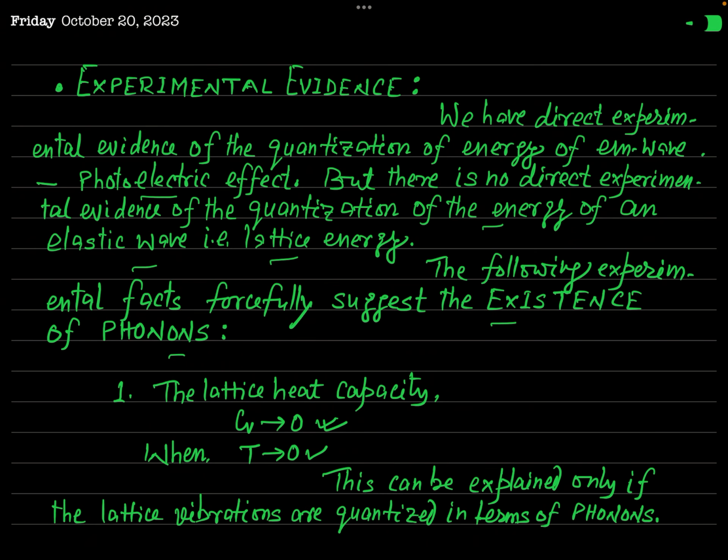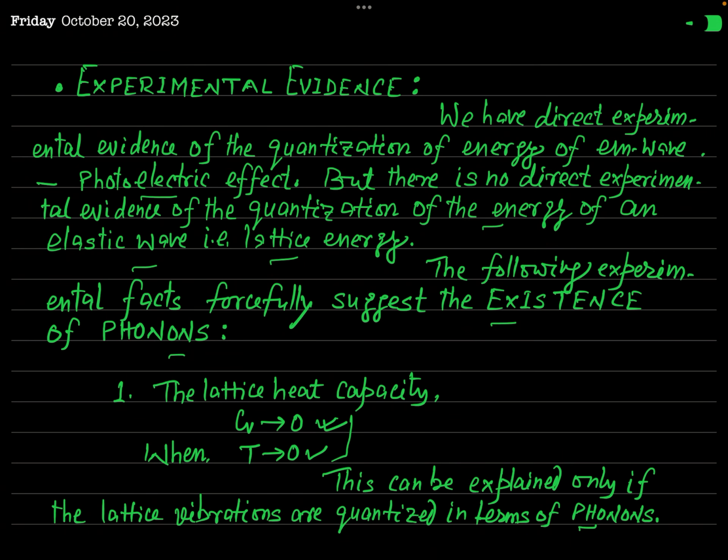If you try to explain that CV tends to 0 when T tends to 0, you have to take into account the quantization of lattice energy. If you do not take the quantization of lattice energy into account, or if you do not think of lattice vibration as composed of phonons, then you cannot prove this. This can be proved only when we consider that lattice vibrations are quantized in terms of phonons. Only then can this experimental fact be explained, and on this basis you can say phonons exist.